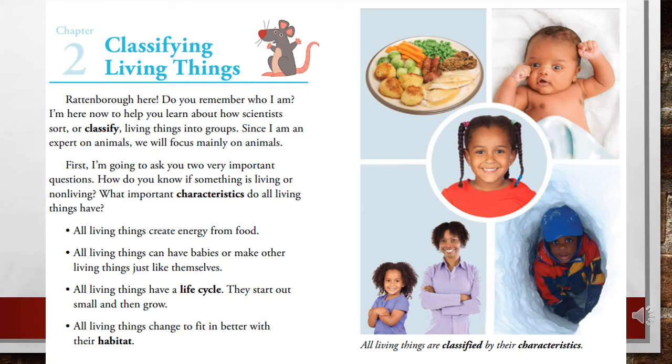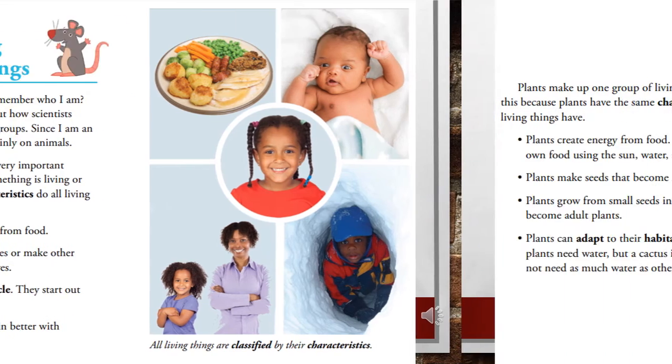How do you know if something is living or non-living? What important characteristics do all living things have? All living things create energy from food. All living things can have babies or make other living things just like themselves. All living things have a life cycle. They start out small and then grow. All living things change to fit in better with their habitat.